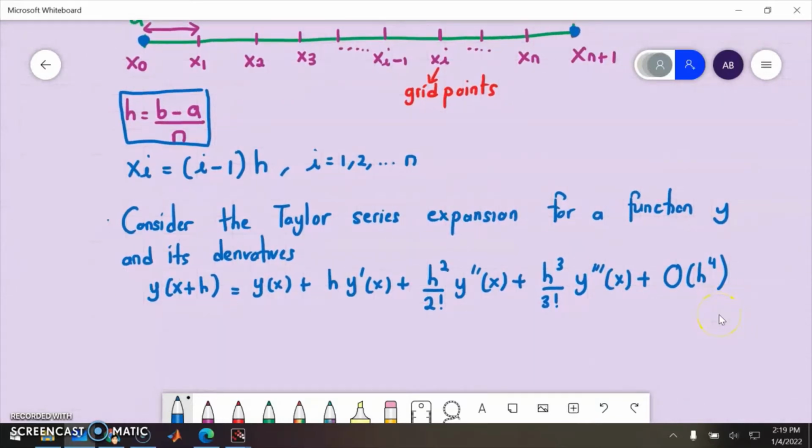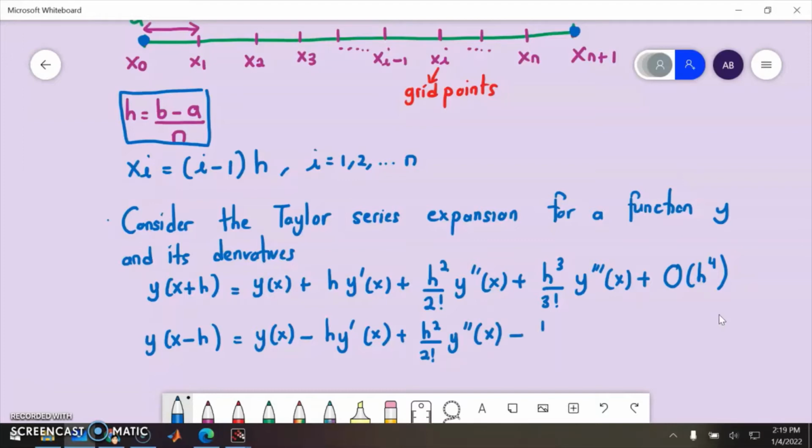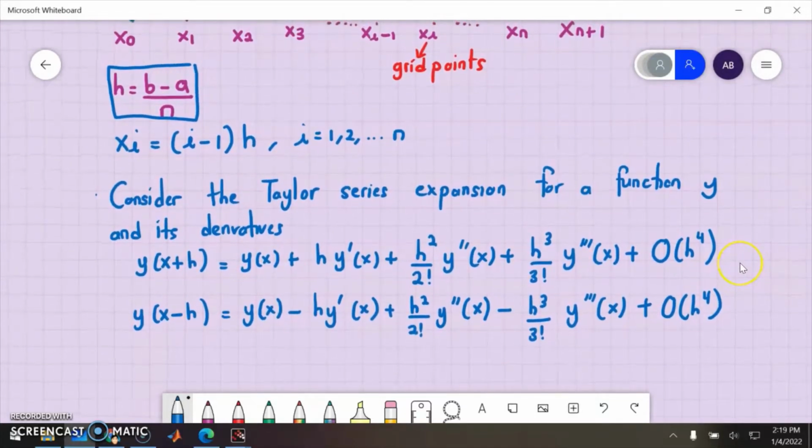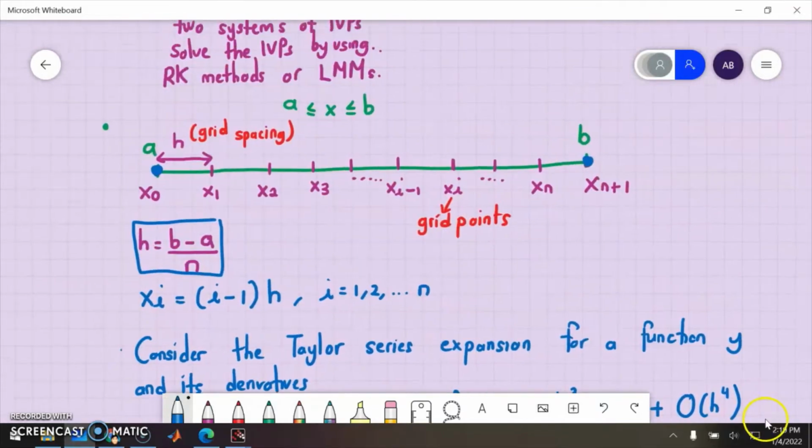Okay, now similarly, if I have x minus h, I will get y(x) - h y'(x) + h^2 over 2 factorial y''(x). It will be a positive sign because negative h squared will be positive. What about this one? Negative h to the power 3, so I have negative h^3 over 3 factorial y'''(x) and higher order h to the power 4 terms.